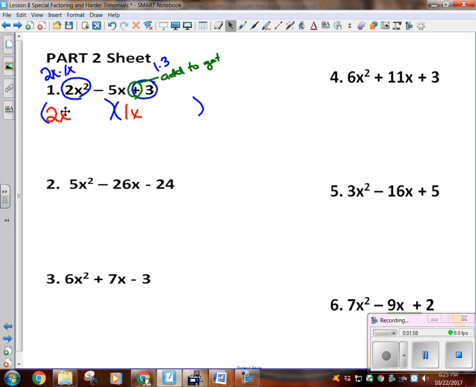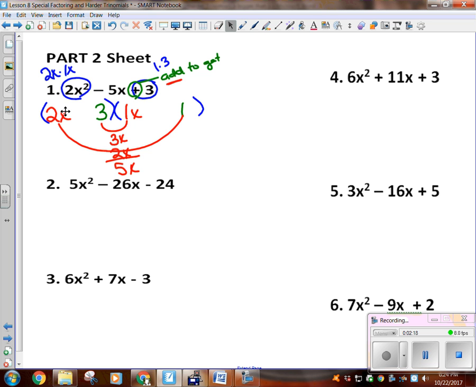I know it's got to be 1 and 3, so I've got to switch places with the 1 and the 3. So now I'm going to put the 3 in the front and the 1 in the back. Now if I do trial and error, I would do 3 times 1 is 3x. 2x times 1 is 2x. Now when I mentally add, I do get 5x.